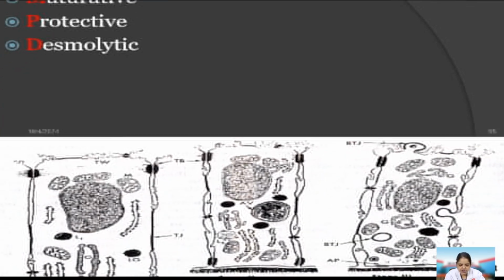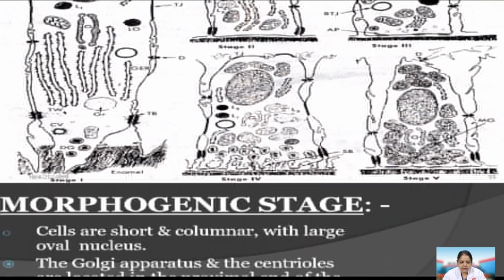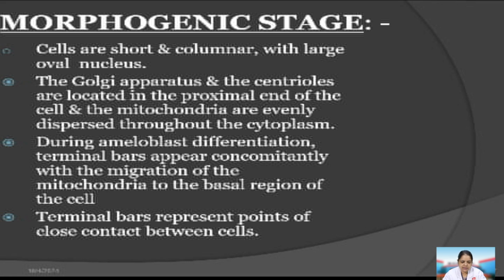These are the diagram representations of the stages of the ameloblast. First is the morphogenic stage. In this stage, the ameloblast cells are short and columnar with a large oval nucleus. The Golgi apparatus and the centrioles are located in the proximal end of the cell, and the mitochondria are evenly dispersed. During ameloblast differentiation, terminal bars appear. With the migration of mitochondria to the basal region of the cell, the terminal bars represent the points of close contact between the cells.